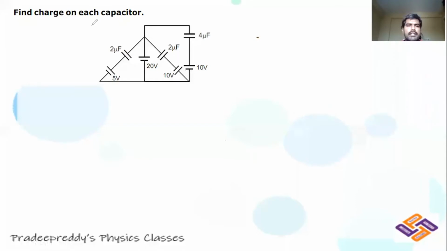Now there is one question displayed on the screen. You are supposed to find out the charge on each capacitor. And here we have batteries. In the last two problems which we have learned, there were no batteries.